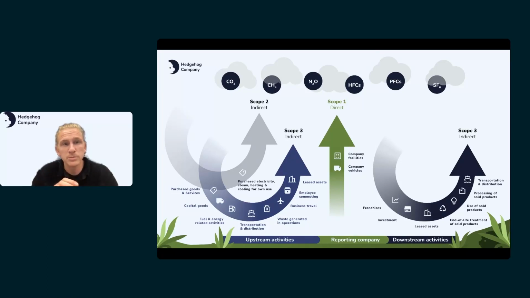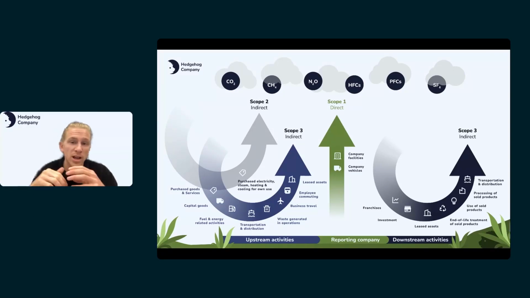When you look at the bottom, you see this horizontal bar. In the middle, there's a green bit stating the reporting company. And on top, there is a green arrow to the sky with scope 1 direct emissions. So when we're speaking of scope 1 direct emissions, these are direct emissions of greenhouse gases from your company's assets. We are categorizing those in two. Company facilities is the one.